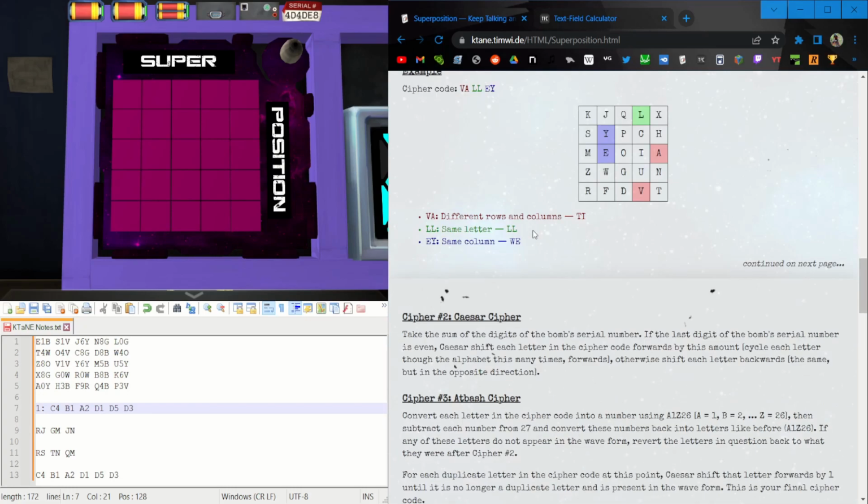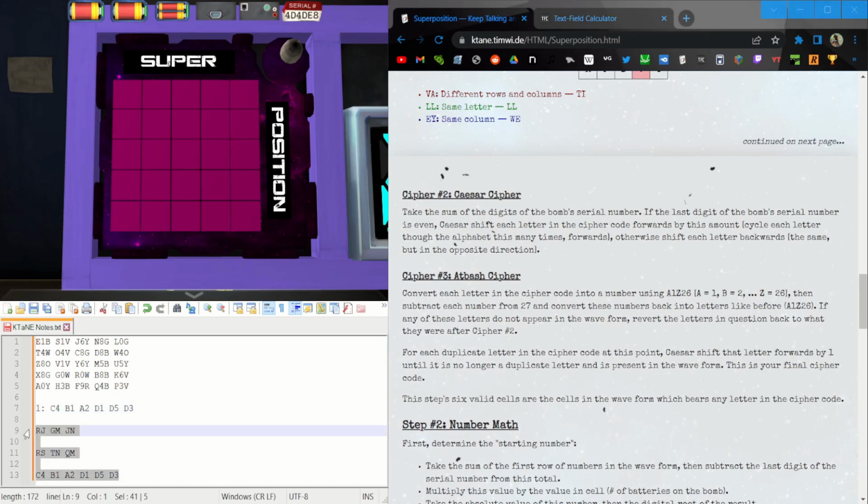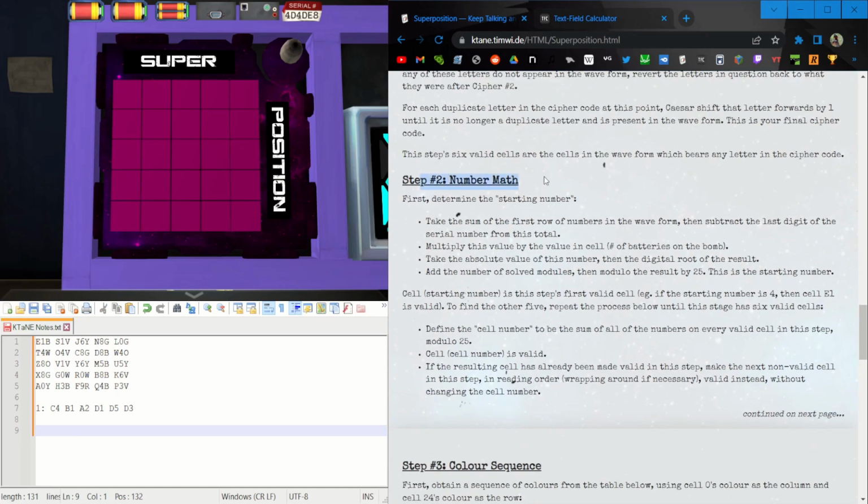Now time for step 2 to get another set of 6. And don't worry, step 1 is one of the longer steps in this module. You don't have to do something that long for the rest of this. So down here we have number math. The first we need to find is our starting number. So we need to take the sum of the first row of numbers.